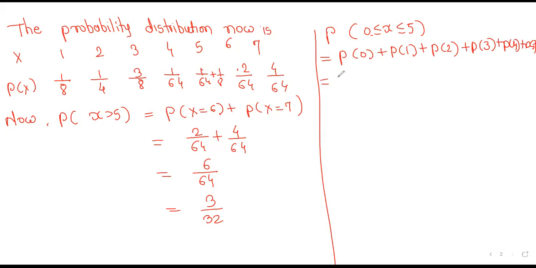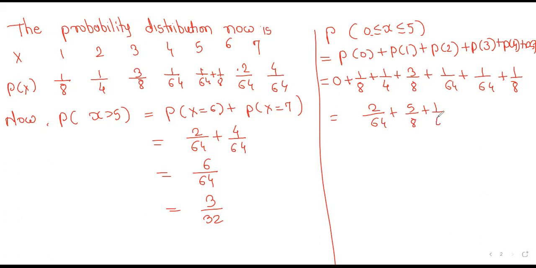Okay, P of 0 is not given or which is not in this condition. So it will be 0 plus P of 1 is 1/8 plus P of 2 is 1/4 plus P of 3 is 3/8 plus P of 4 is 1/64 plus P of 5 is 1/64 plus 1/8. Now we can write this as 2/64 plus 5/8 plus 1/4. Simplify.